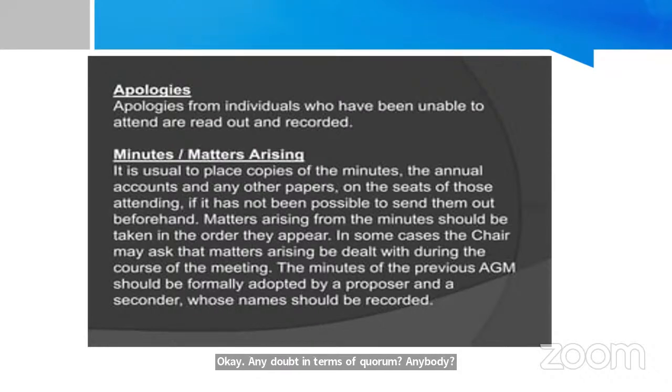Now you can ask me the question, what will happen if the quorum is not there? So if the quorum is not present within half an hour from the time appointed for holding the meeting of the company, so if the meeting is to start at 11 o'clock, then half an hour means 11:30, then the meeting will stand adjourned. Adjourned means today it will be closed. It will be shifted to another day. So meeting will not be held today.